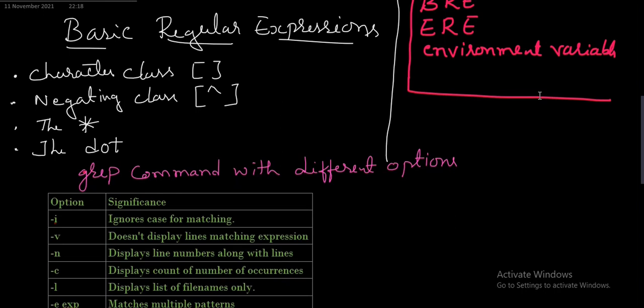Okay, so let me start. Yesterday we just discussed some of the grep command with the different options. What are the options? Can you tell? For the grep command we have used different options. Ignoring case. Then no, you should tell ignoring case. What is the option you have used?